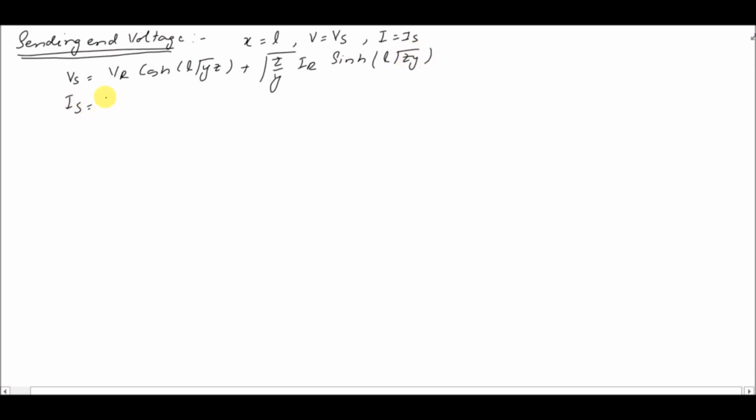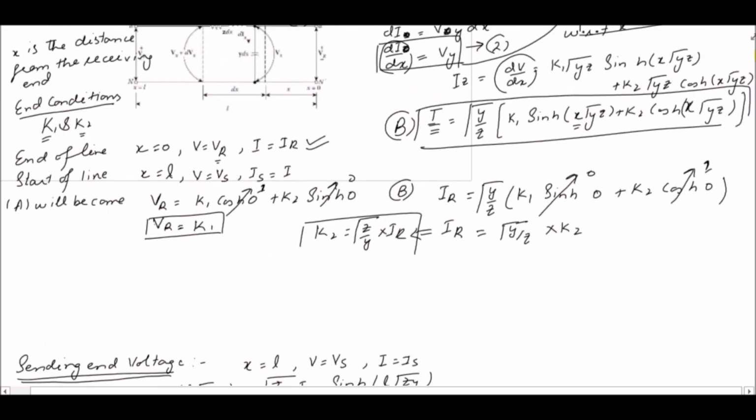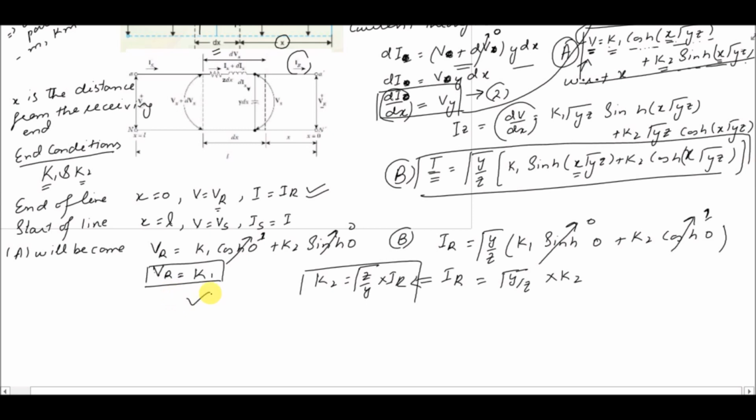And for Is, the equation will be Y over Z VR sinh(L under root YZ) plus IR cosh(L under root YZ). So what you have done is you have found the values for K1 and K2, then you have put these values here. This is equal to VR and this is equal to under root ZY into IR.